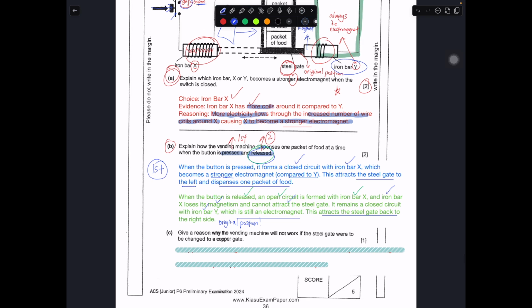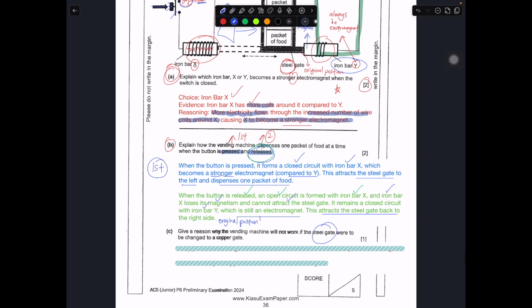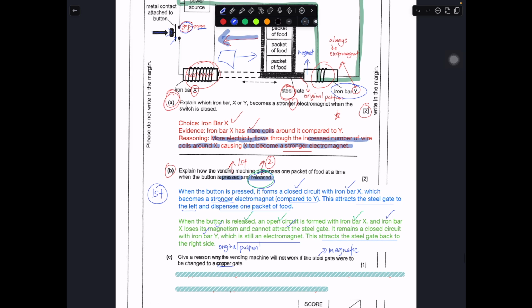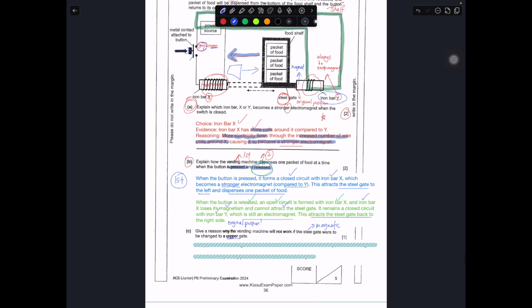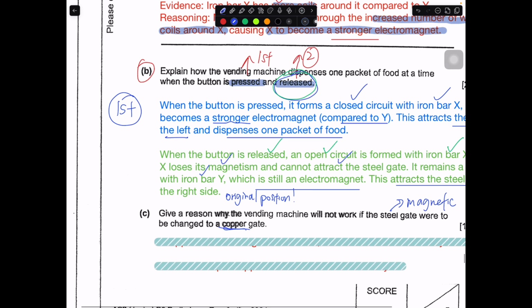Part C: give a reason why the vending machine will not work if the steel gate is changed to copper. Steel is a magnetic material. So in this case, the gate must be made of steel, or at least a magnetic material, because it needs to be attracted by the electromagnet for it to work. If we change to copper, it will not work because it is a non-magnetic material.